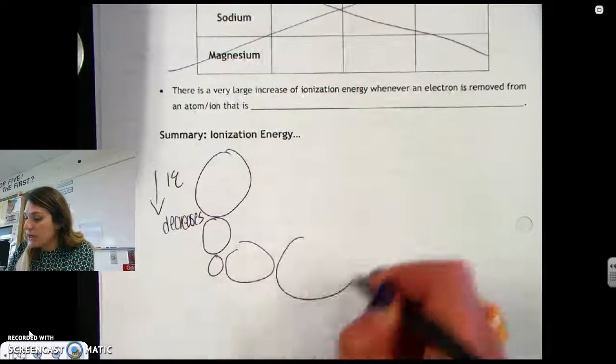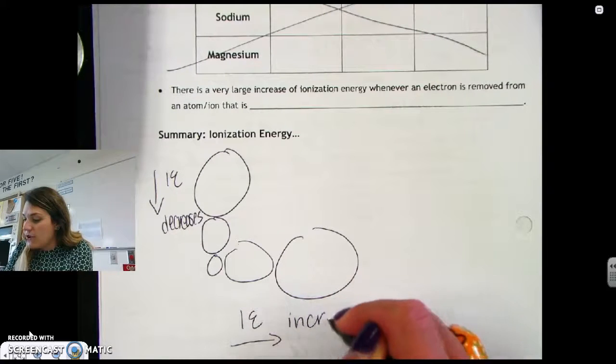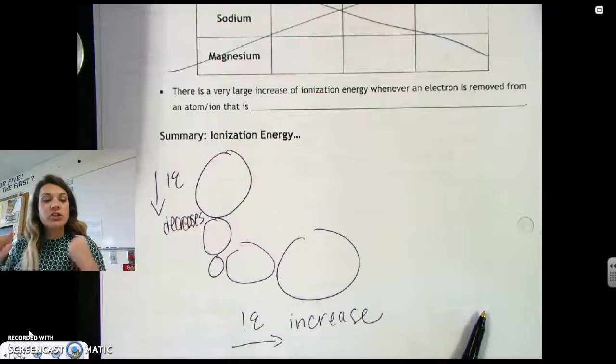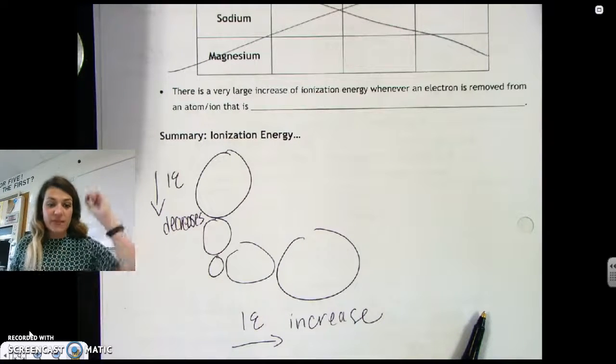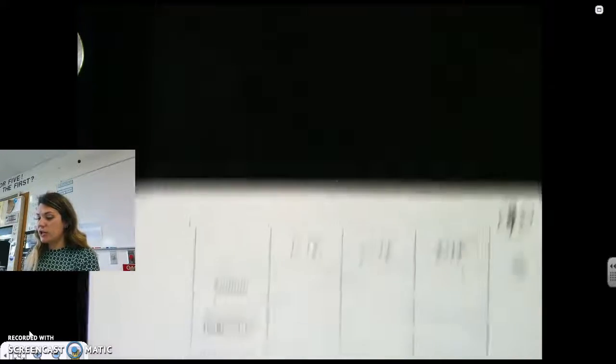Going across a period, ionization energy is going to increase. Why? More attraction. If there's more attraction from the electrons to the positively charged core, it's going to be harder to remove them. Okay? So that's ionization energy. Let's talk about electronegativity, okay?